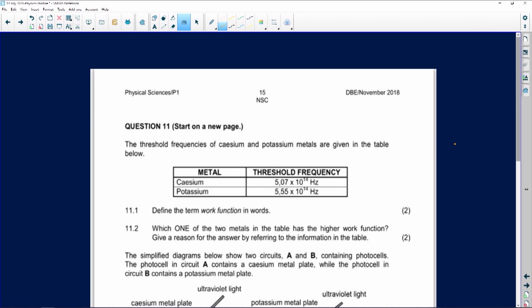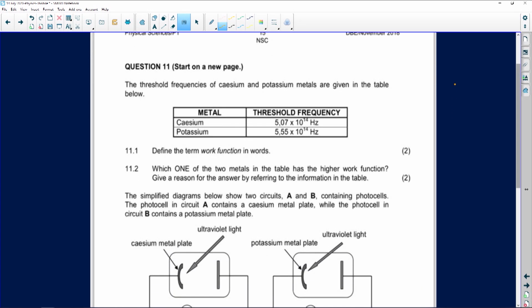Then I've got another question, right? And this question is also based on the photoelectric effect, also question 11. Already you can see a trend that all question 11s are photoelectric effect. So it says the threshold frequency, remember that is Fo, of cesium.